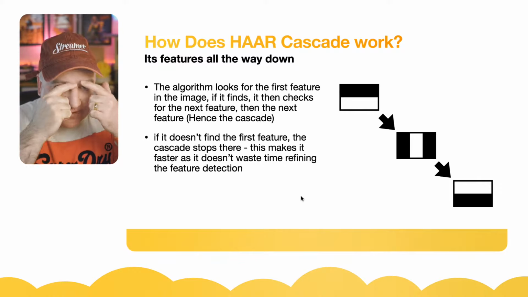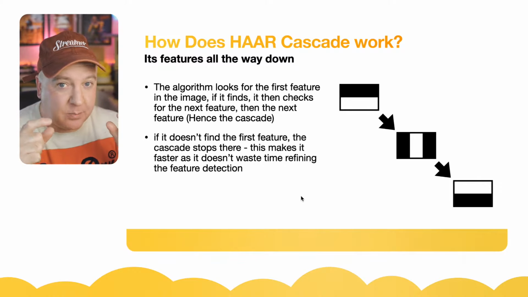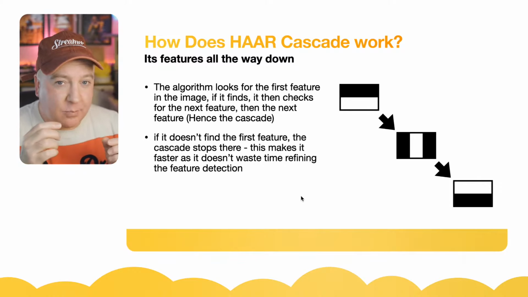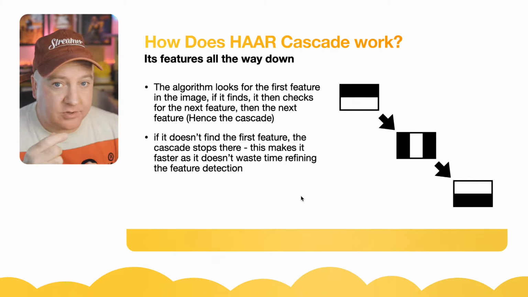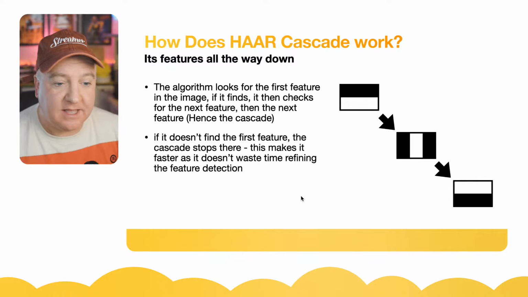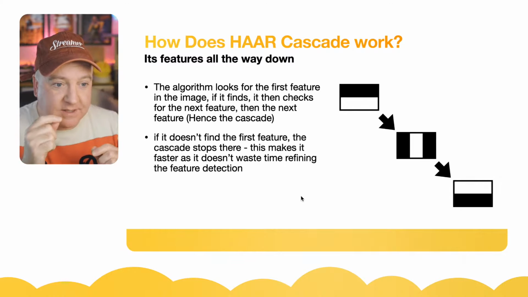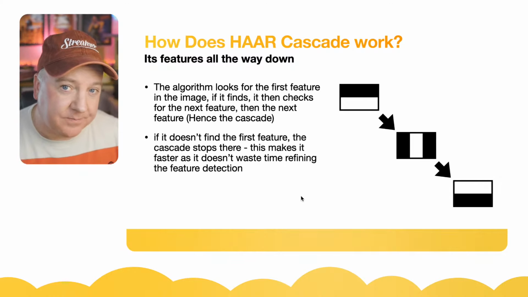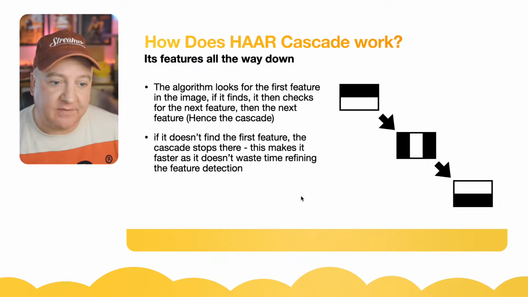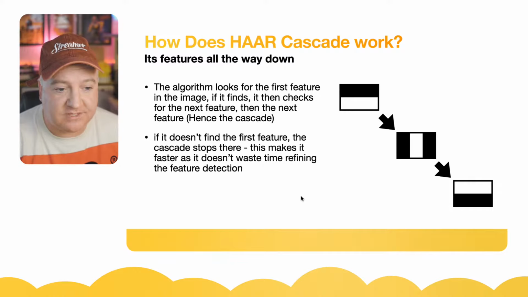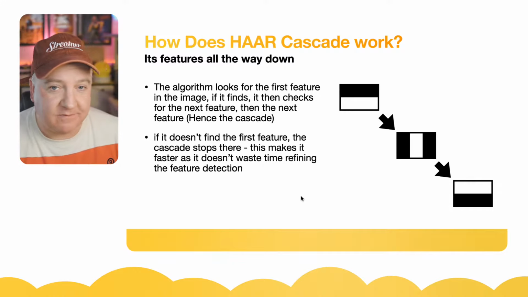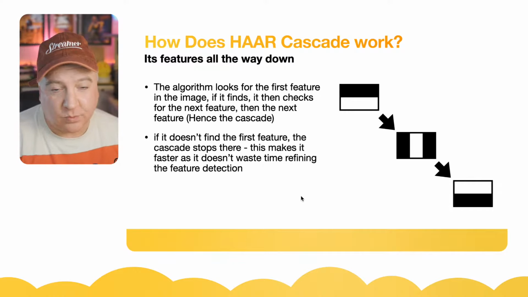Once it's found that there is an eyebrow area, and that's returned a positive value, we might then go on to say, well, try and find the bridge of the nose within that same area, because that means it's likely to be a face. If it doesn't find the eyebrows, then we're not going to bother looking for anything else either. So we've got a bit of an efficiency there. The cascade is the different layers that it goes through, the different feature sets. So it doesn't waste time looking for features if it doesn't find the first one in the set.